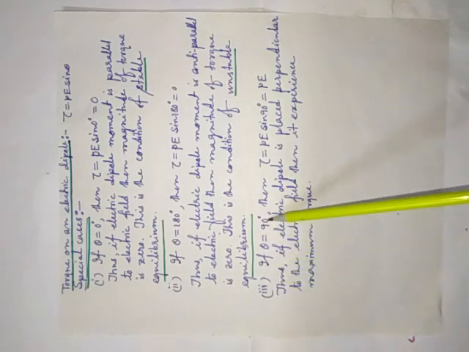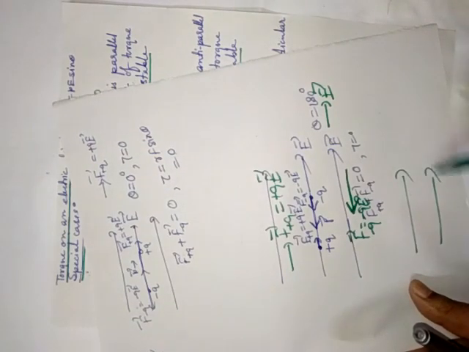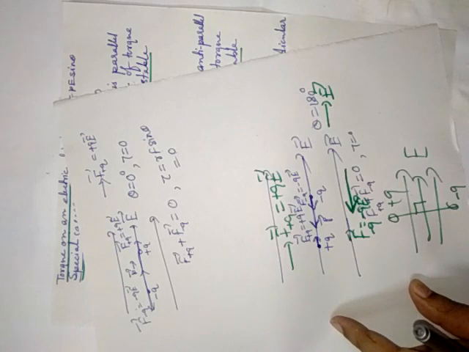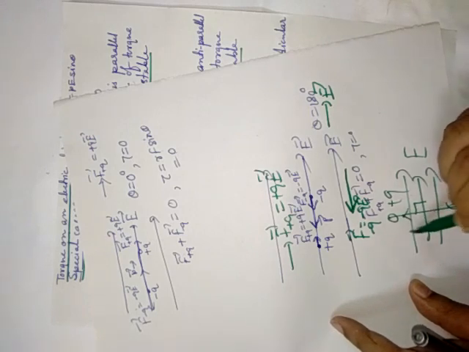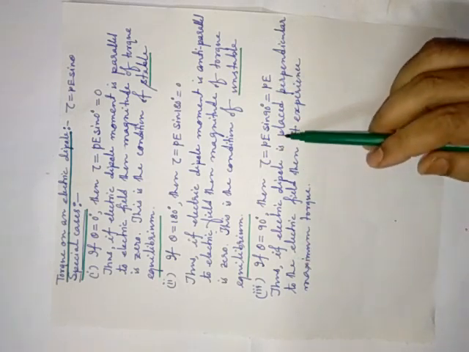Last condition: if theta equals 90 degrees, then tau is equal to pE, and this is the maximum value of torque. That means if you place the dipole, suppose this is the uniform electric field, if you place the dipole perpendicular, suppose plus q and this is minus q, at 90 degrees, then this is the maximum value. That means the p vector is along this direction. P vector and E vector are at 90 degrees. This is the maximum value of torque. Thus, if the dipole is placed perpendicular to the electric field, then it experiences maximum torque. See this, all these special cases.